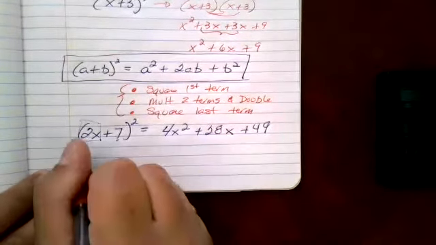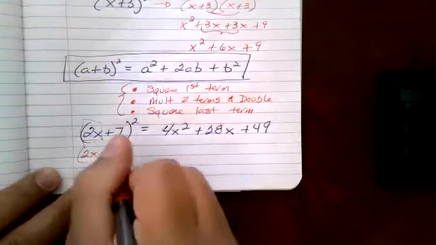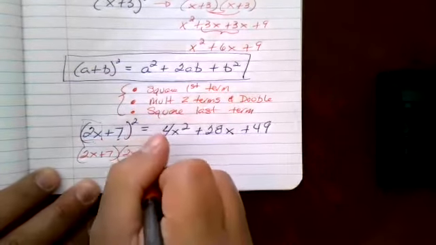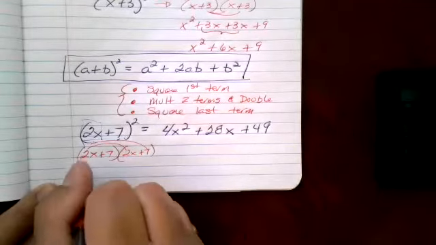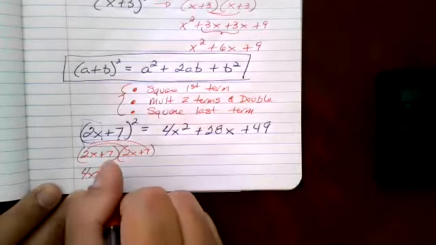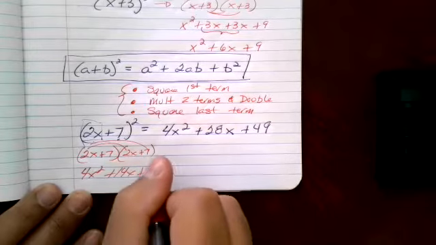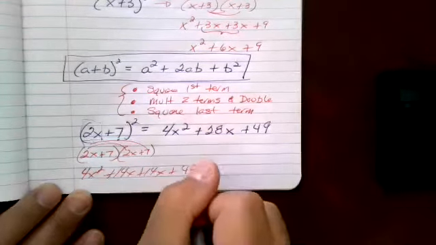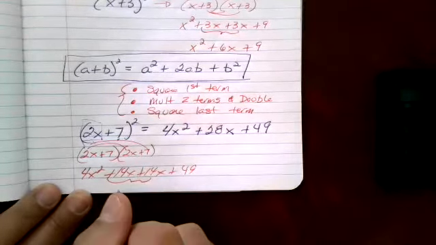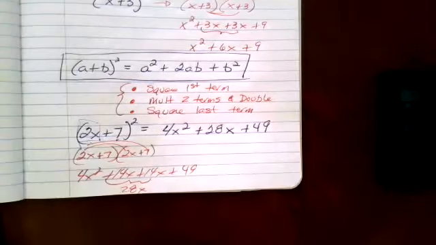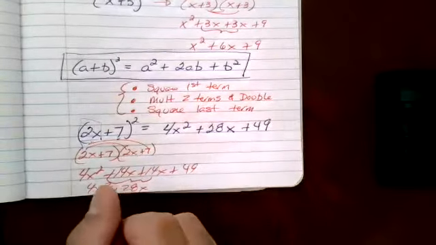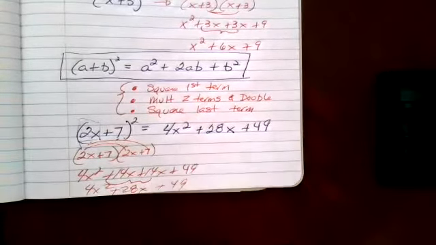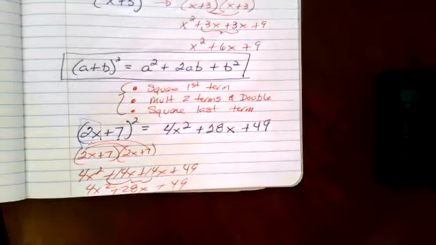And to prove that this is the same, you could check it. You don't really need to, this is ridiculous, but I just want to show you. So this would give me 4x squared plus 14x plus 14x plus 49. I combine my like terms, so I'd get my 28x. So I'd have the same answer if I expanded it.